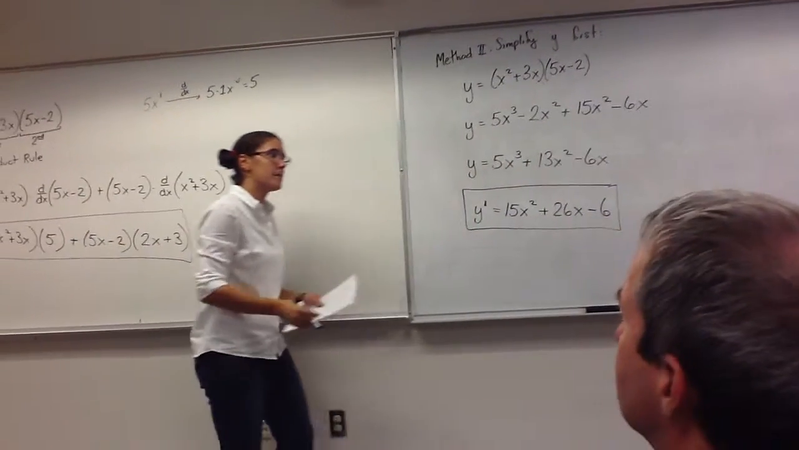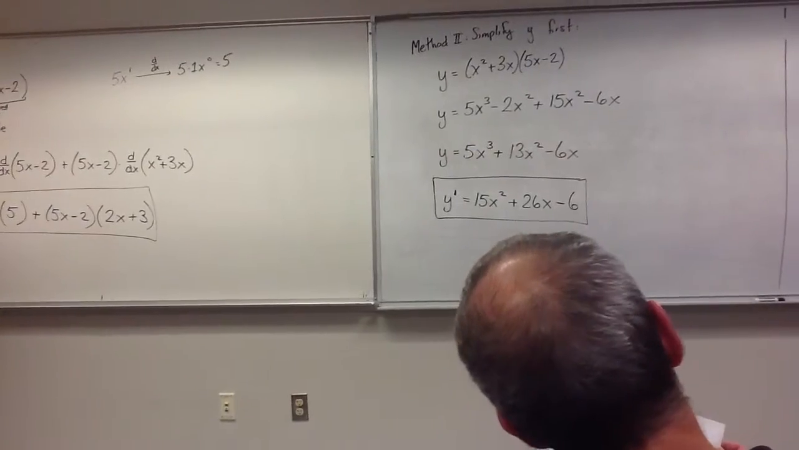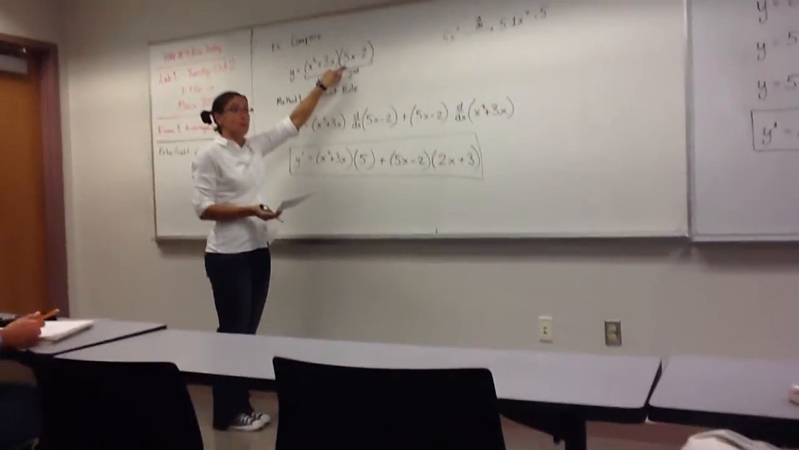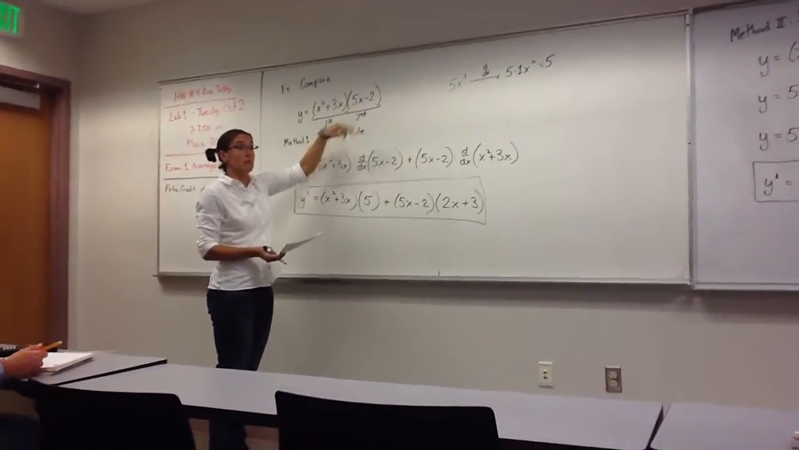Well, this second way seems a lot easier. Why would we even use it? That's a really good question. So this is a really easy function to multiply out. Now, we're going to start to see functions that are ridiculous to try and multiply out.